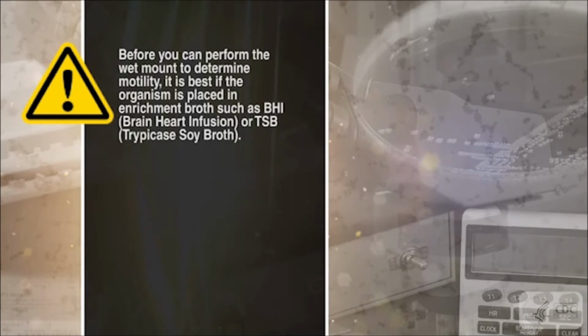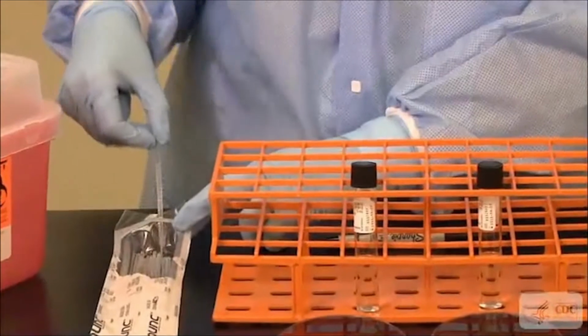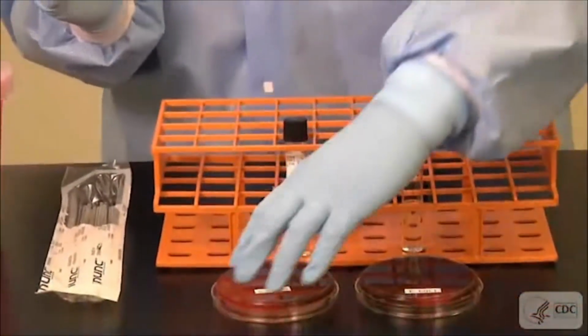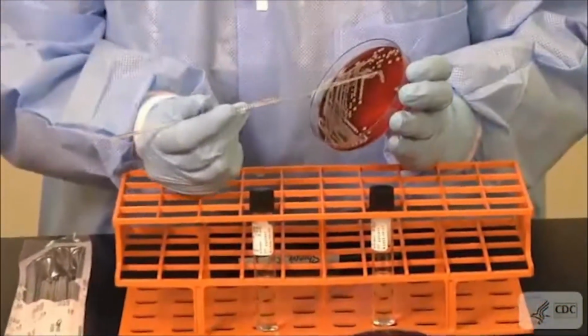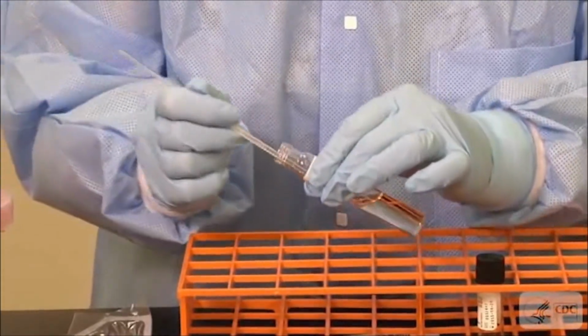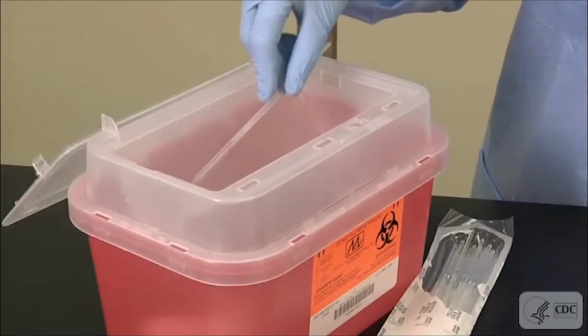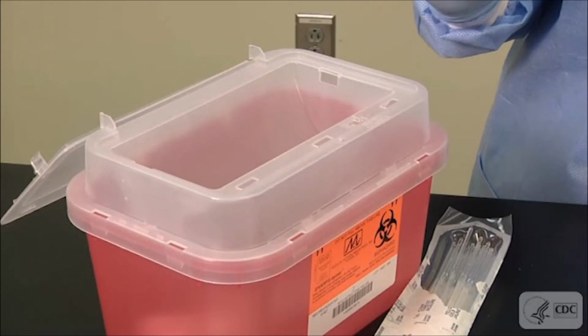Before you perform the wet mount to determine motility, it is best if the organism is placed in enrichment broth such as BHI, brain heart infusion, or TSB, tryptic soy broth. Using a plastic loop, isolated colonies are picked from a blood agar plate and transferred into a labeled tube of BHI broth. The loop is then discarded into the sharps container.